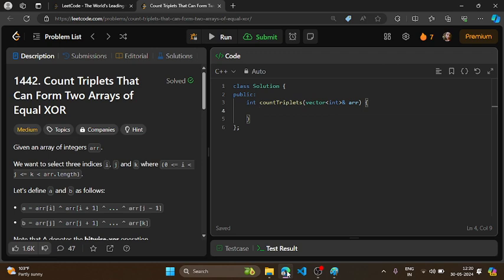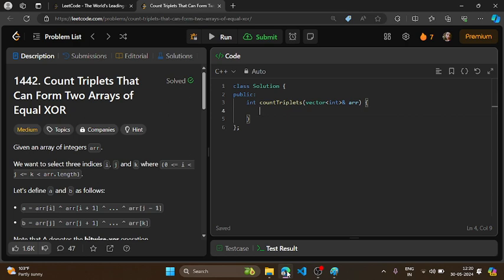This is question number 1442, Count Triplets That Can Form Two Arrays of Equal XOR. So let's read the problem statement first. In the problem statement, it is given that there is an array of integers and we want to select three indexes from the array itself.